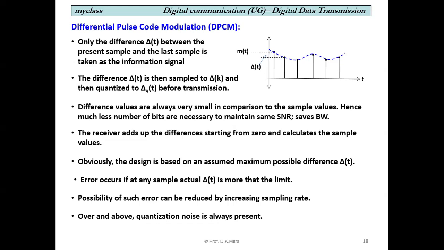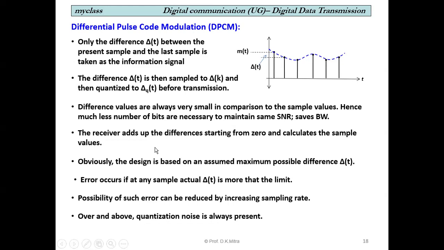That means you can save your money on the bandwidth of the channel while you are maintaining the same signal to noise ratio as the original pulse code modulation. So this is the basic principle of differential pulse code modulation.